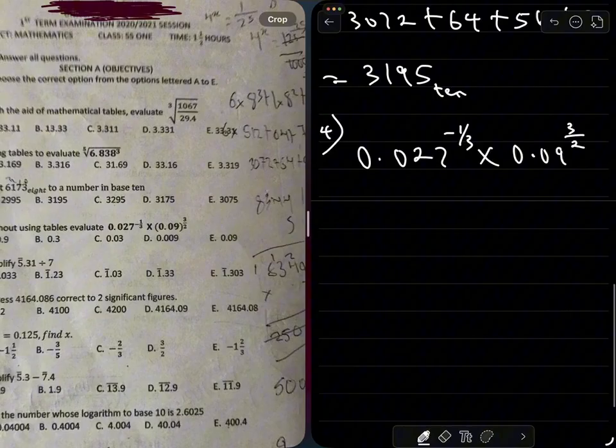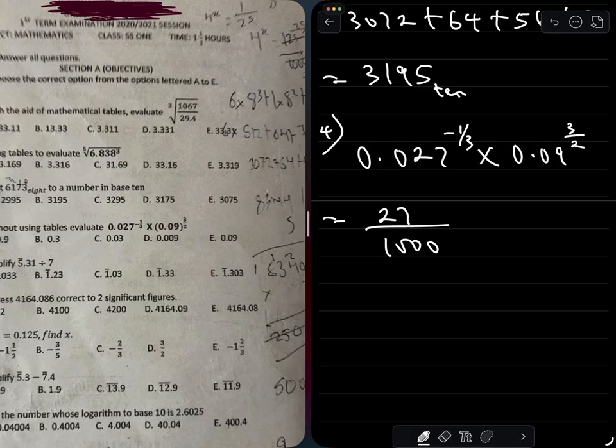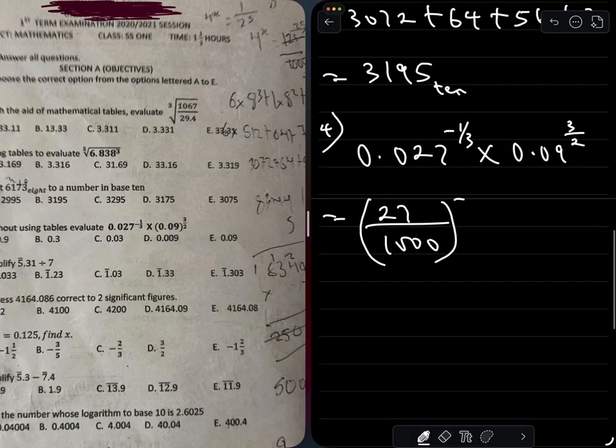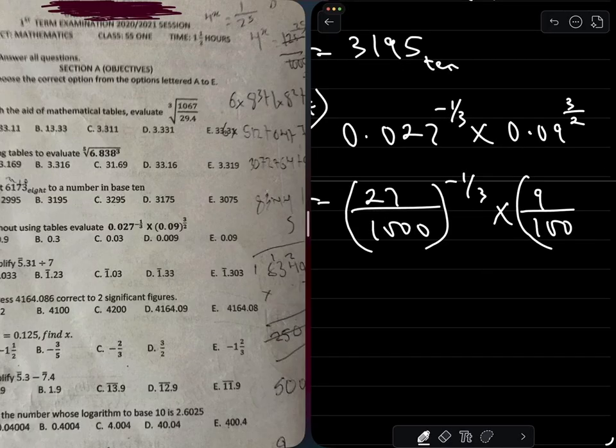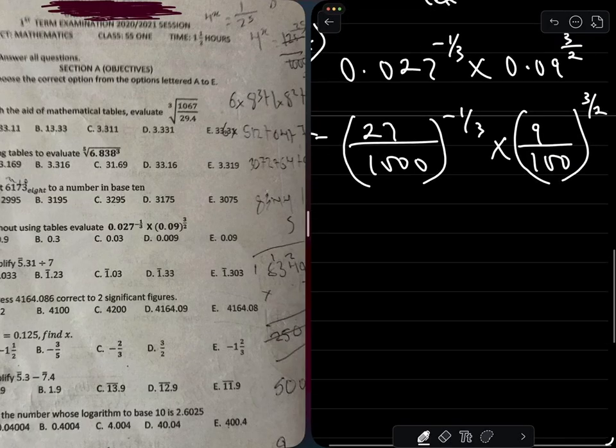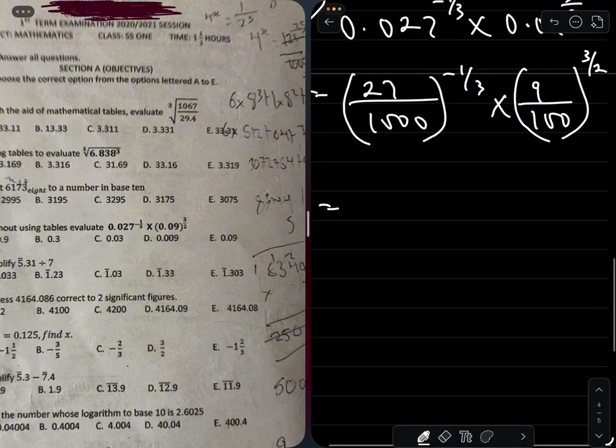Now what does that become? We can write it this way, it's easier if we do this. 27 over 1,000 raised to power minus 1 over 3, times 9 over 100 raised to power 3 over 2. Exactly. Now what does that mean? Where do we go from there?